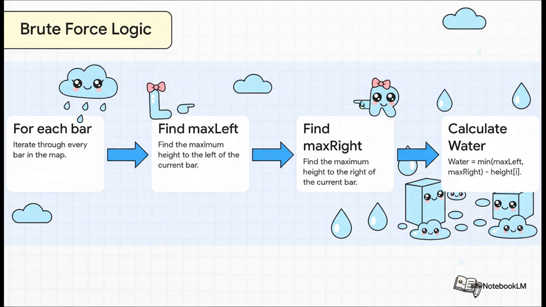The logic here is pretty intuitive if you think about it. Pick any single bar. How much water can sit on top of that specific bar? Well, it's trapped by its walls, right? The water level can only go as high as the shorter of the two walls containing it. And what are those walls? It's the tallest bar somewhere to its left and the tallest bar somewhere to its right. So the formula is simple. Find max left, find max right, take the smaller of those two, and then subtract the height of the bar you're currently on. That's the water for that one spot. Then you just do that for every single bar and add it all.